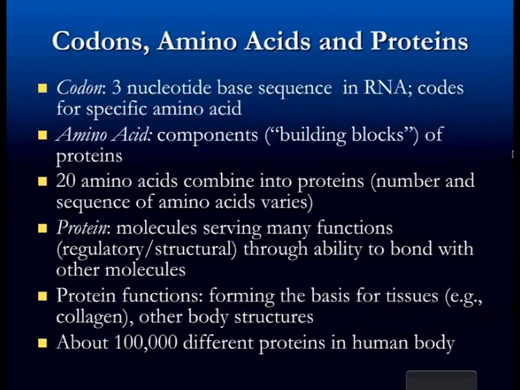A protein is a molecule, and they serve a lot of functions. Those functions can be structural or they can be regulatory. They bond with other molecules. They do things like form the basis of tissues, prevent your body from overheating. I mean, all kinds of things. Proteins do all kinds of things. And there's about 100,000 of them in the human body that are coded for in your DNA through RNA. So proteins are what your body's made up of. They're made up of amino acids. Those amino acids, in turn, are indicated by three-letter sequences, thus are made up of, in this case, RNA, but RNA and ultimately DNA is where the information is stored.